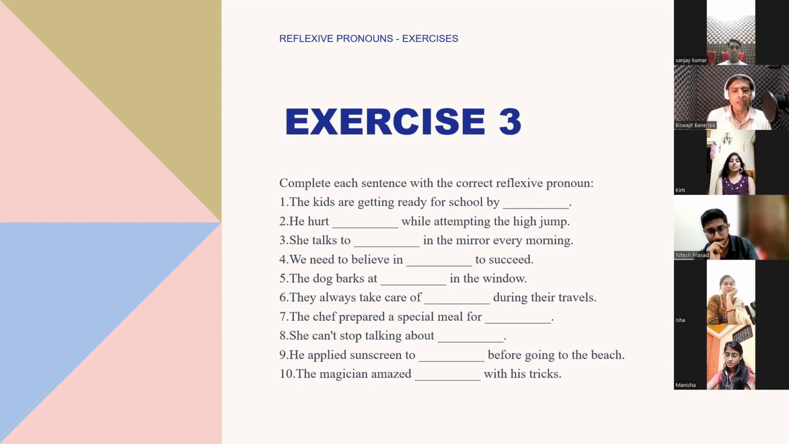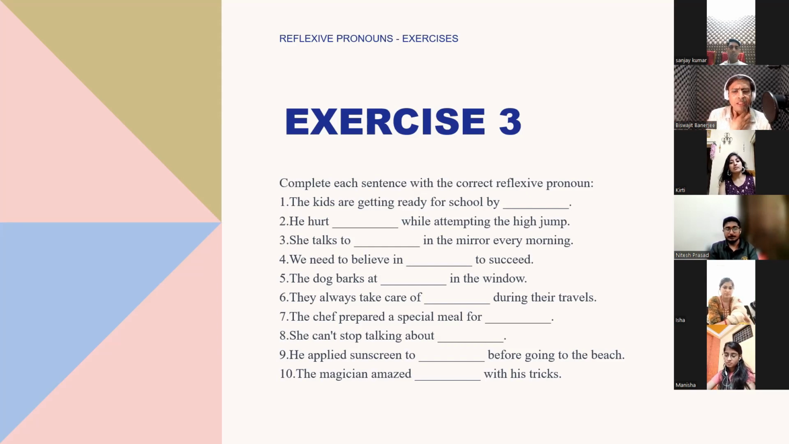Okay, Shivam. He applied sunscreen to dash before going to the beach. He applied sunscreen to himself before going to the beach. Absolutely correct. The preposition could also be 'on'. He applied sunscreen on himself before going to the beach. Probably that will also be an acceptable sentence. Right, Shivam? Very well done.